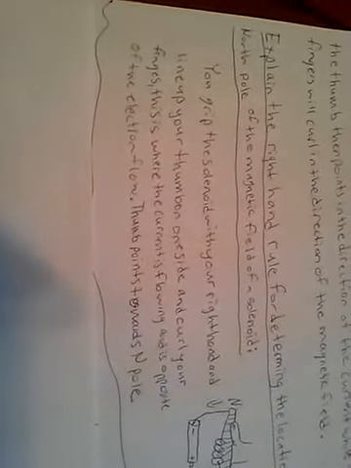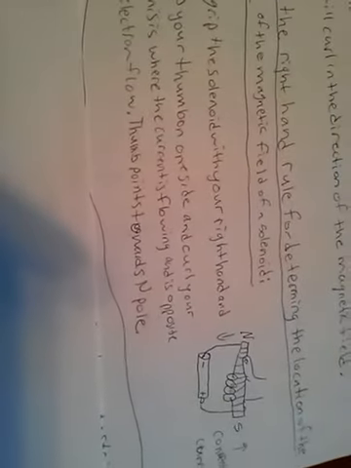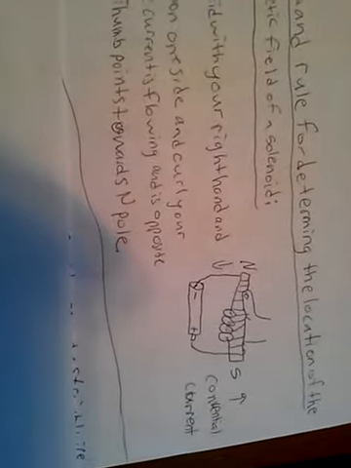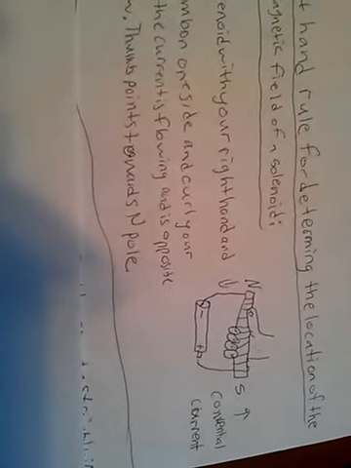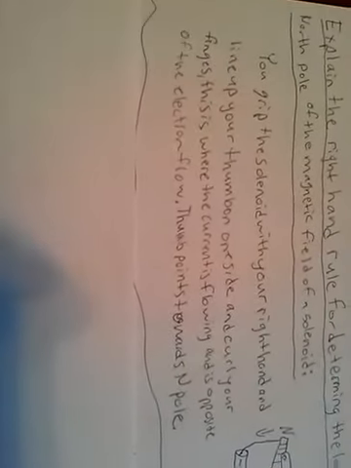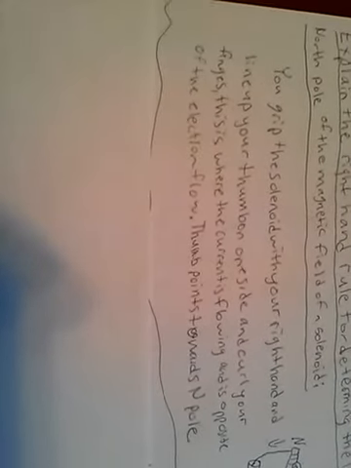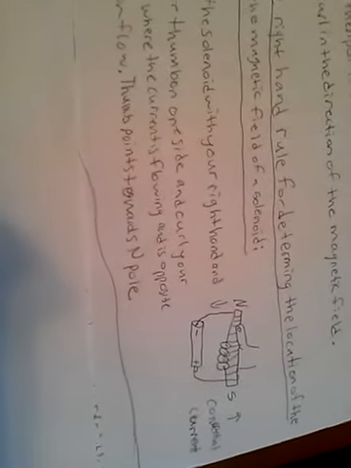And then I also got this one wrong, which is also a very big part of the test. Explain the right hand rule for determining the location of the north pole of the magnetic field of a solenoid. So you have to draw this diagram, and it shows a right hand holding a solenoid. So you grip the solenoid with your right hand and line up your thumb on one side and curl your fingers. This is where the current is flowing and is the opposite of electron flow. And the thumb is pointing towards the north pole.